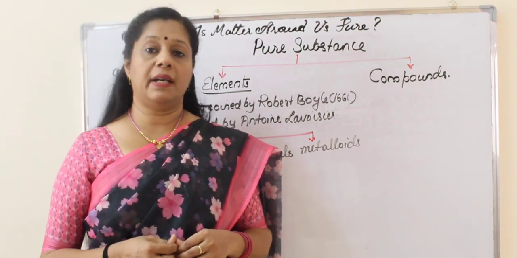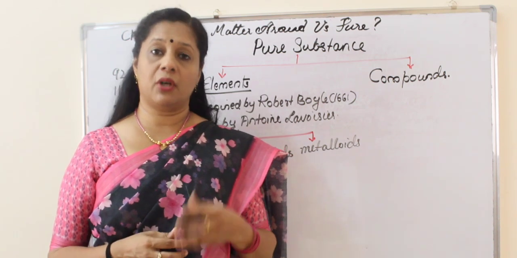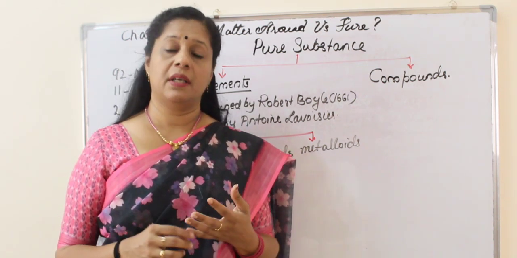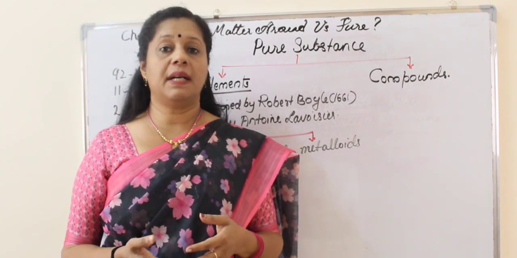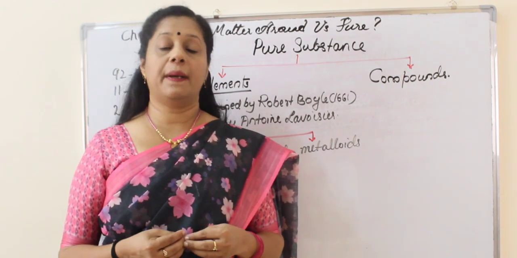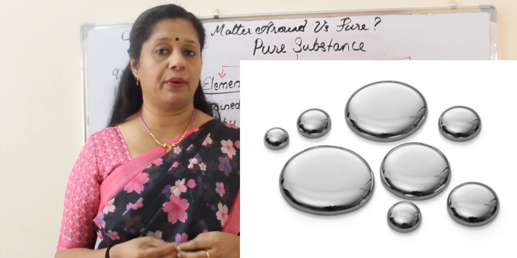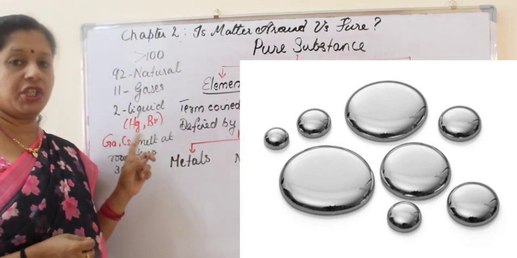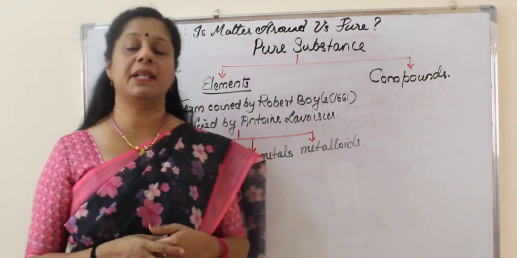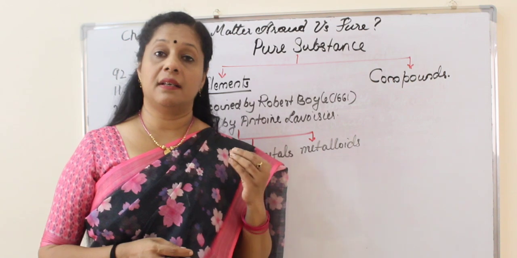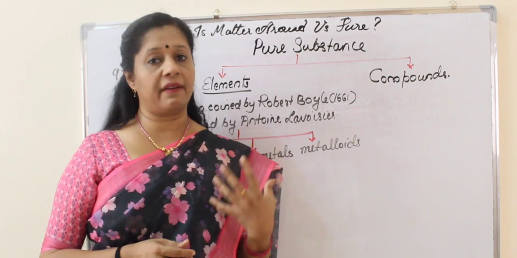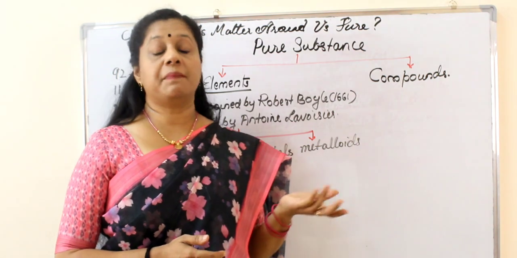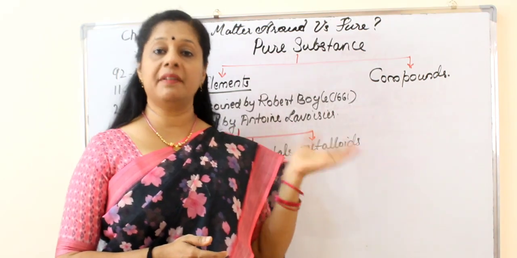Usually metals are solid. What are the examples of metals you are familiar with? Gold, silver, copper, iron. All these are metals, but there is one metal which is liquid at room temperature, that is mercury. Mercury is represented by Hg. About the symbols we will learn in the coming chapters. So mercury is a metal which is liquid at room temperature. These exceptions you have to remember. So now we come to the properties of non-metals. They don't have the properties of metals.